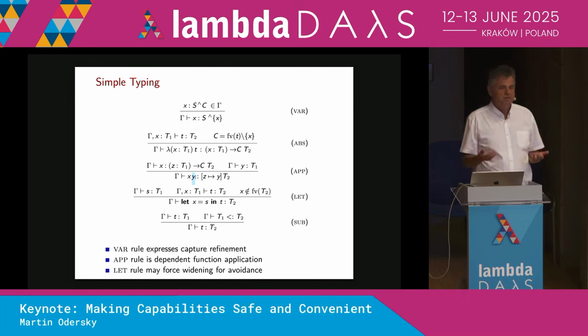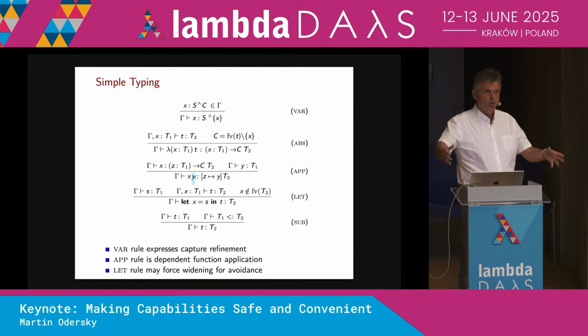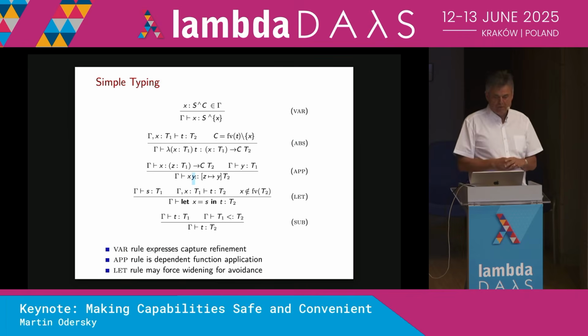We can't do a full substitution because our capabilities are not fully dependent types. We can't have a full term in a capability set. We can only have a variable. So we need to do this trick.